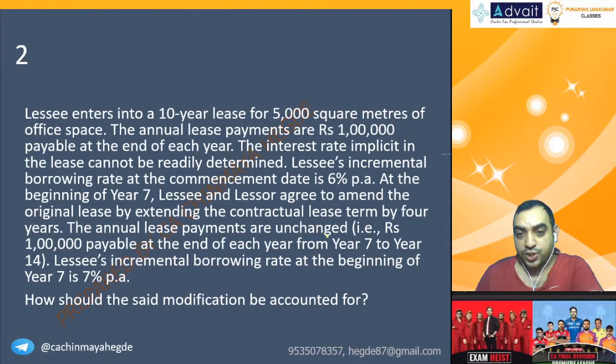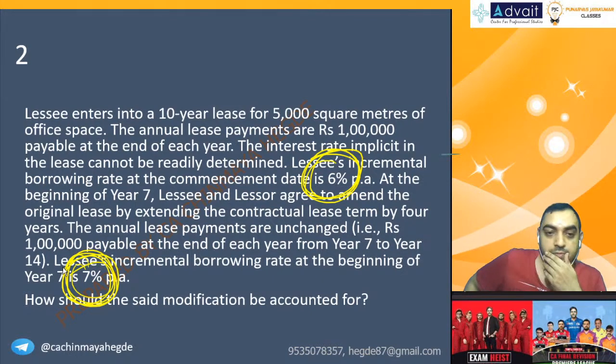Annual lease payments are unchanged, 1 lakh from year 7 to 14. So annual lease payment, no change. Incremental borrowing rate is 7%. Can you tell me, will you use 6% or 7% here for discounting the new liability at the beginning of year 7? Which one will you use? 6% or 7%?